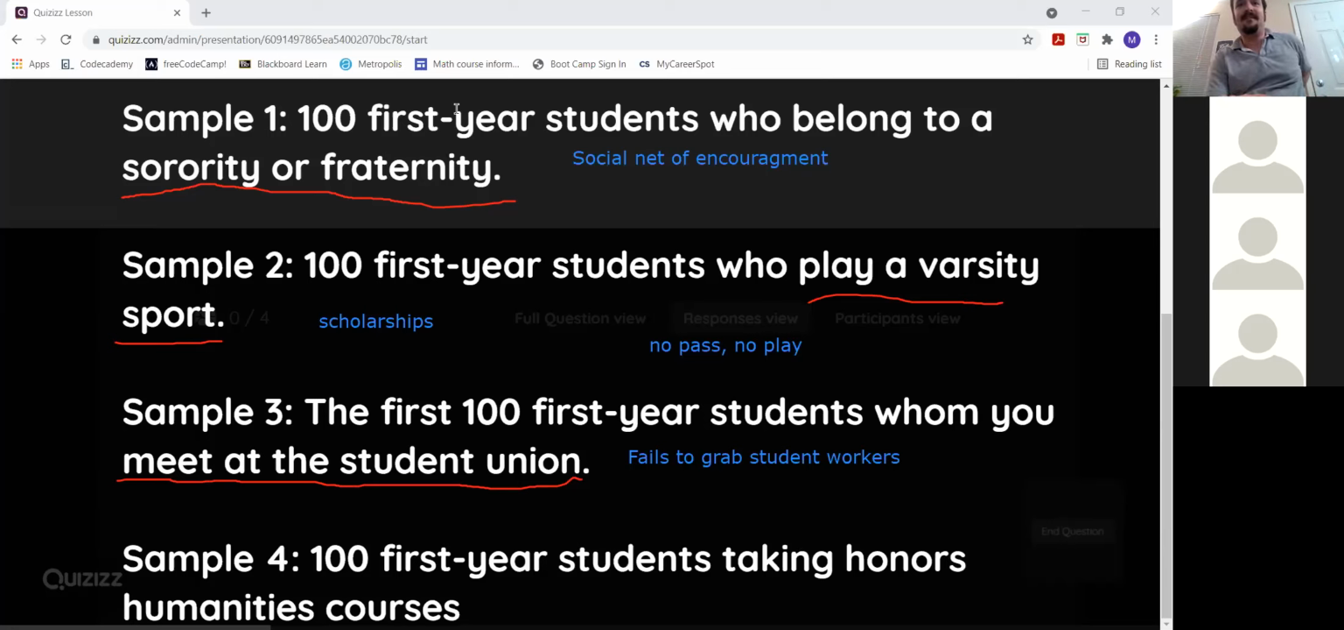100 first-year students taking, this is too easy, honors humanities classes. Keyword, they're an honor student. Do you think they're going to go to class more or less? I would probably bet more. And so with honors, again, scholarships might come into play here if they're on scholarships and in honors. But also just that social expectation, right? When you get to honors classes and things of that nature, you're just kind of expected to give more, right?